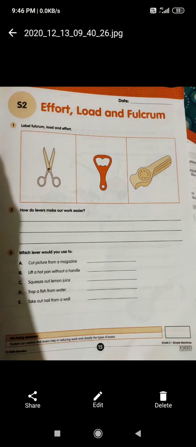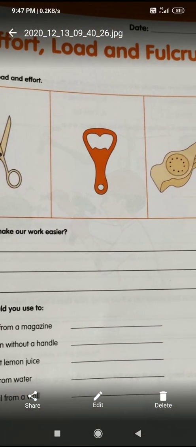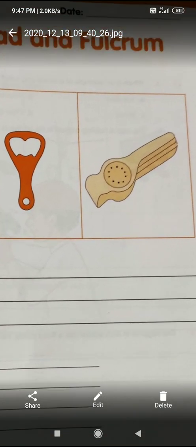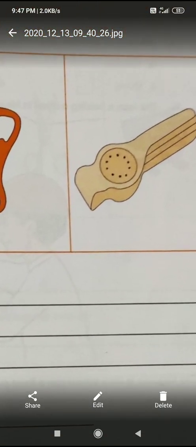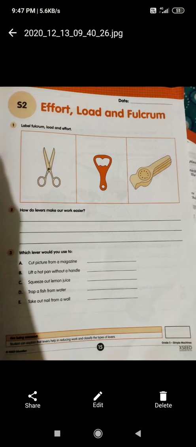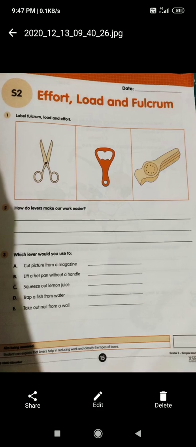Now open your page number 15 S2 in volume 3. Write today's date, students. Here you have to label where the fulcrum, load and effort will be, right? As just now explained, go like that. This is the same as the tweezer; the examples are different, but it is based on how we use it for the work. So think it and write your answer.